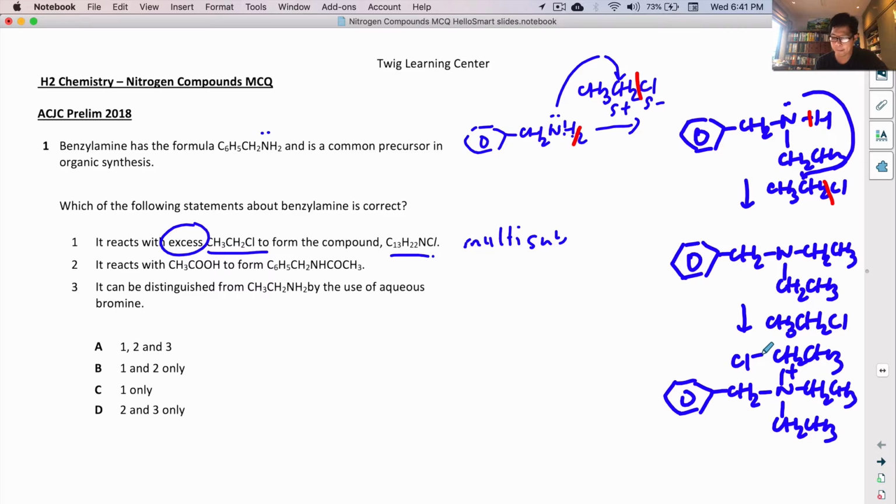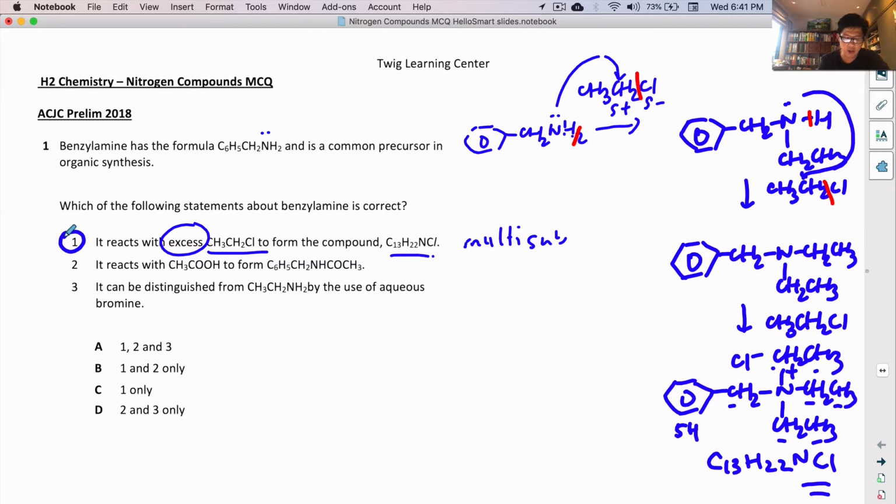So if you look at the molecular formula, you have 6 carbons in the benzene ring, then 7, 8, 9, 10, 11, 12, 13. You actually have 13 carbons. Can you see that? For hydrogen, the benzene ring has 5 hydrogens, then 7 plus 15, which is 22. Correct. And there's one N and one Cl. So this is actually correct. Actually, one is definitely correct.